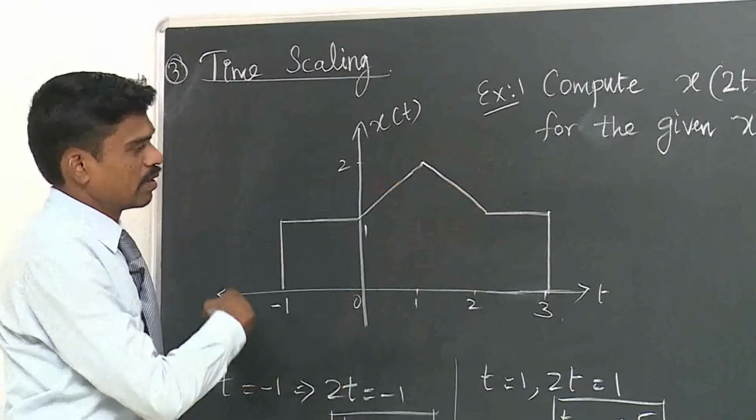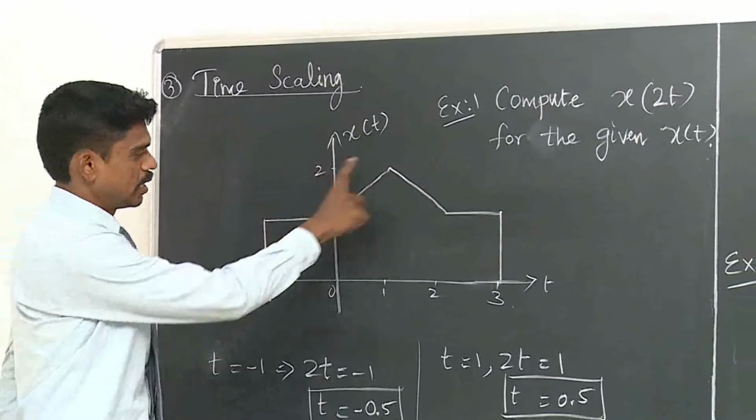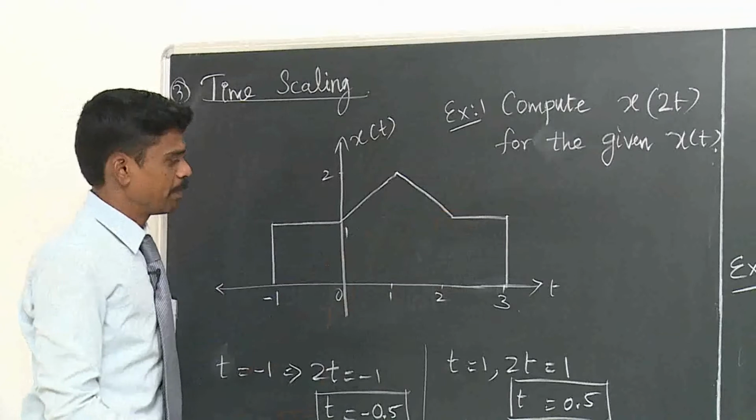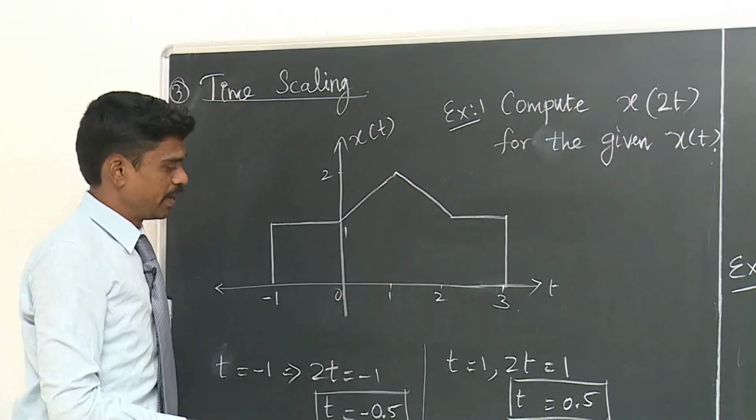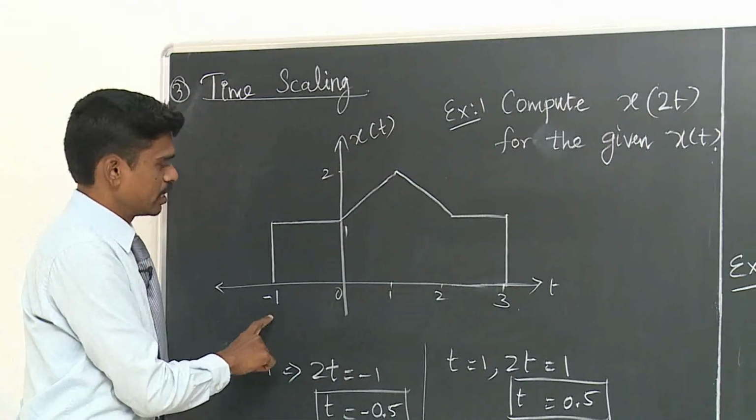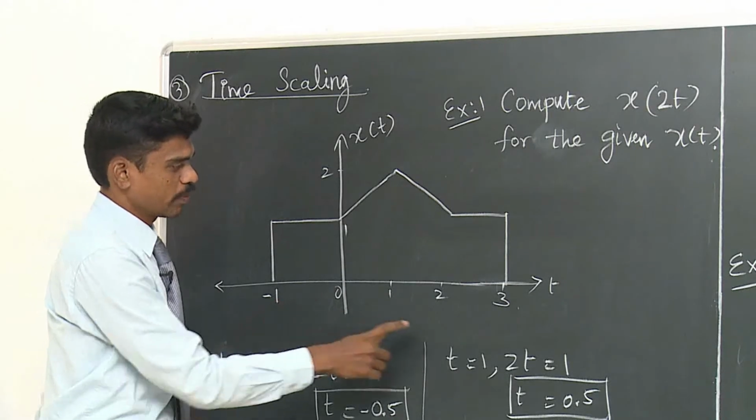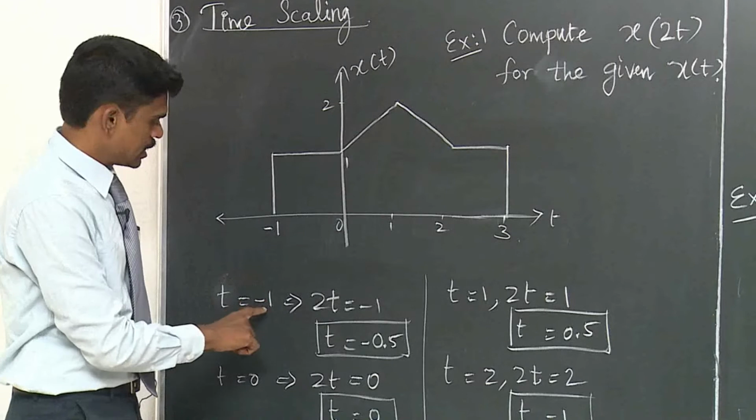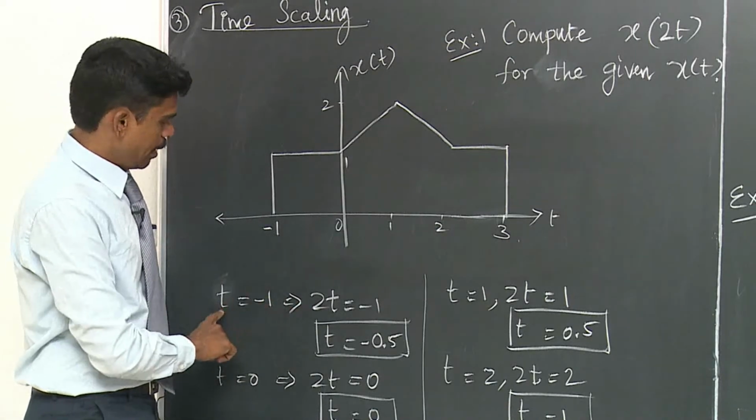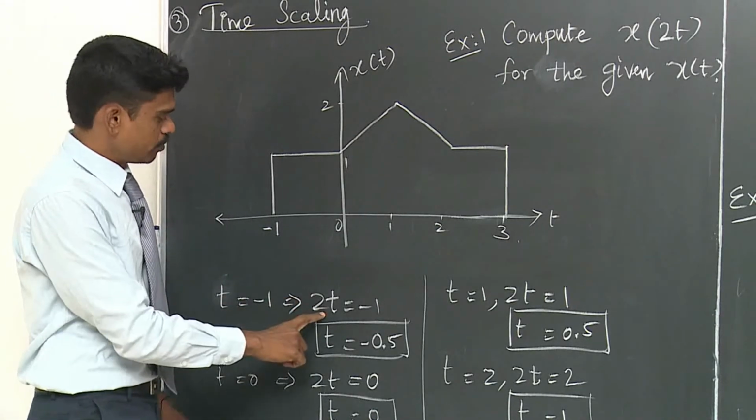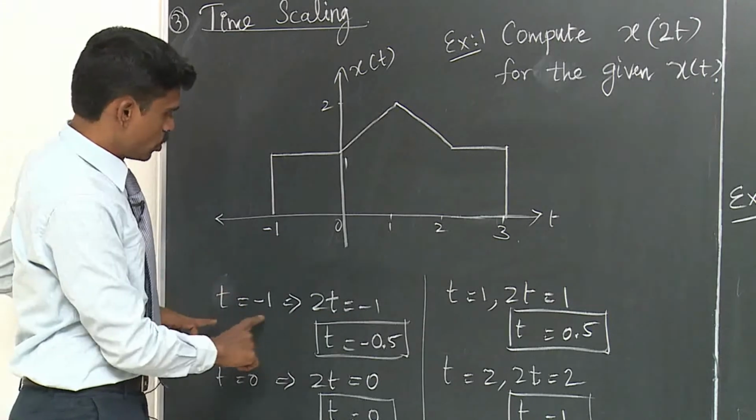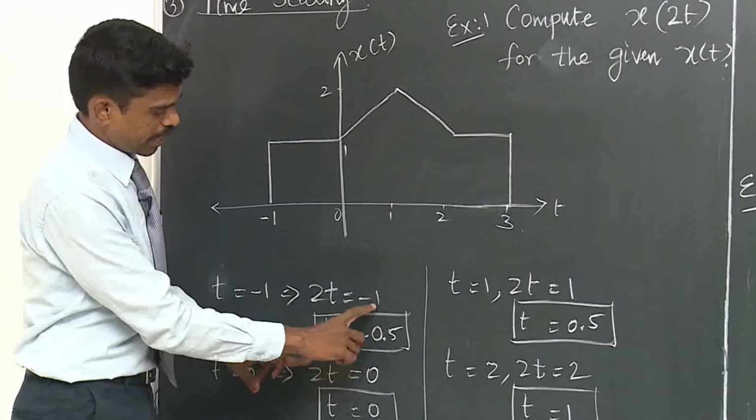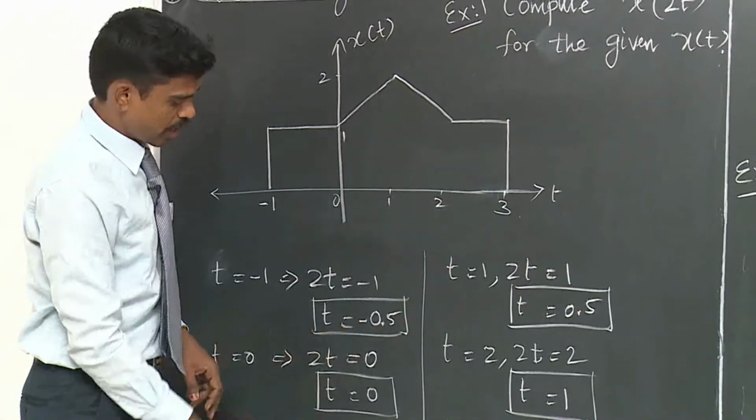So now this is the given signal x of t. I have drawn the signal x of t, the shape with some time periods. The lower boundary is -1 and the upper boundary is 3. So if t is equal to -1, replace t by 2t. So 2t is equal to -1, so I will get t is equal to -1/2 or -0.5.